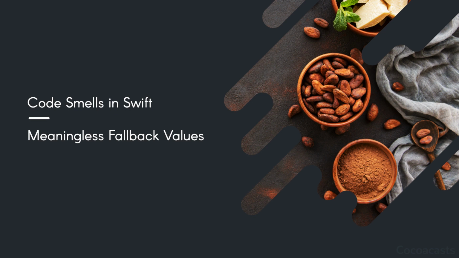You're probably familiar with Swift's nil-coalescing operator. The nil-coalescing operator returns a fallback value if the statement on its left doesn't produce a value. I use it quite often, and there is nothing inherently wrong with it. The code smell we discuss in this episode of Code Smells in Swift is the value the statement on the right of the nil-coalescing operator produces, the fallback value.